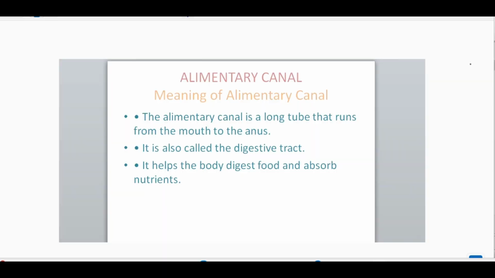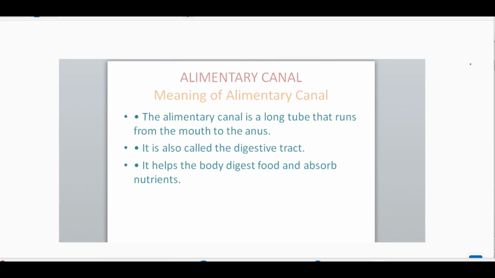In this episode, we'll be talking about the alimentary canal. Without wasting much of our time, let's dive into it. Now, the alimentary canal is also known as what? Digestive tract or digestive system.